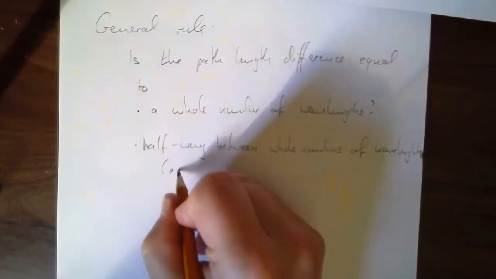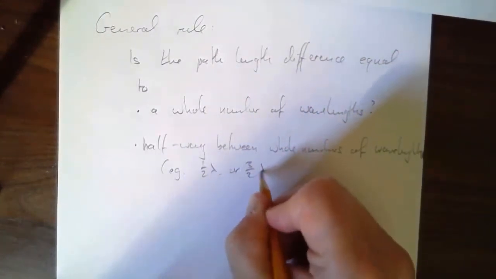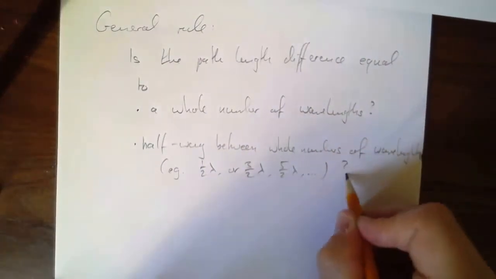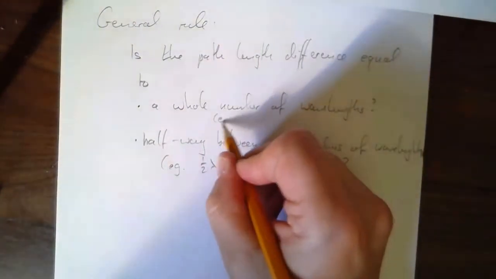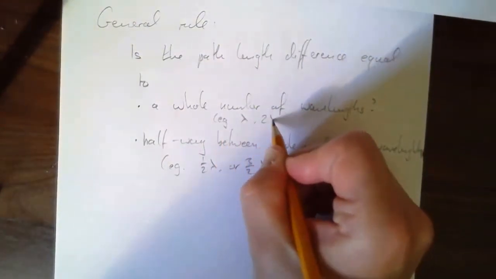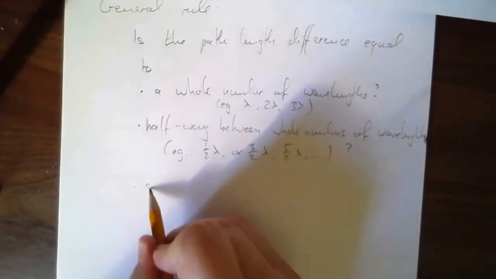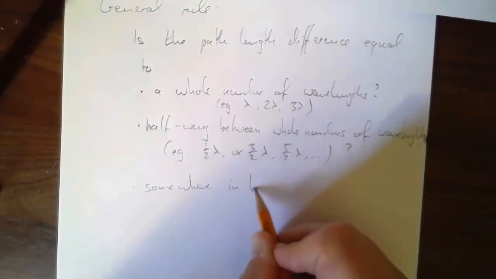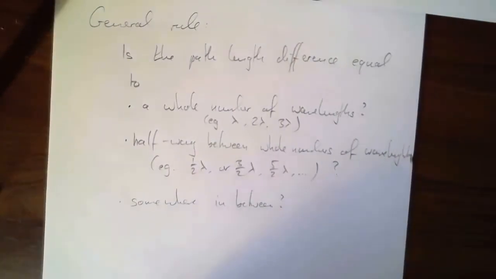So that would be e.g. half lambda, 3/2 lambda, 5/2 lambda, and so on. That's another option. Or is it somewhere in between? It's neither lambda or 2 lambda or 3 lambda, but somewhere in between. Well, in each case, we're going to get a different outcome.